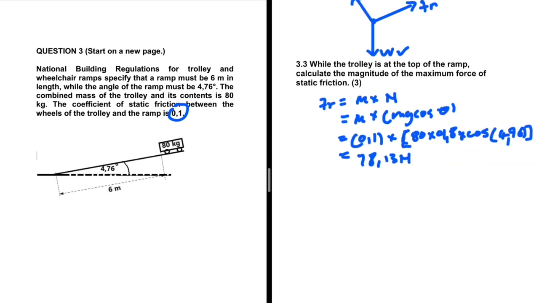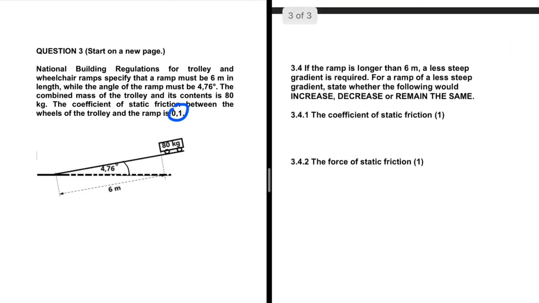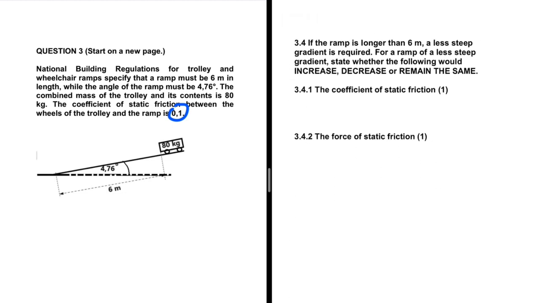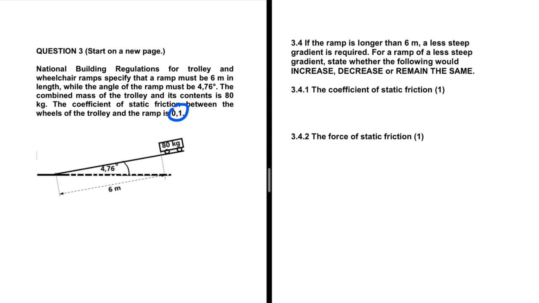And now the interesting question. This is the question we are really interested in, right? If the ramp is longer than 6 meters, a less steep gradient is required. For a ramp of a less steep gradient, state whether the following would increase, decrease, or remain the same. If it is less steep, our angle, this 4.76, decreases.